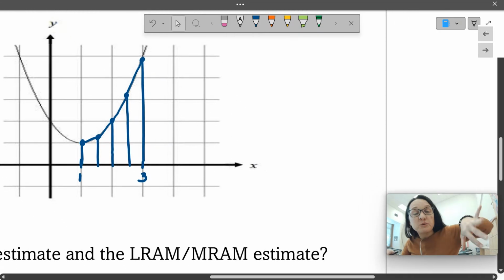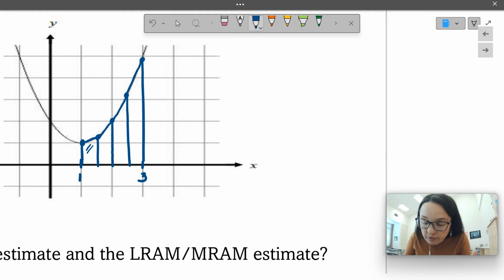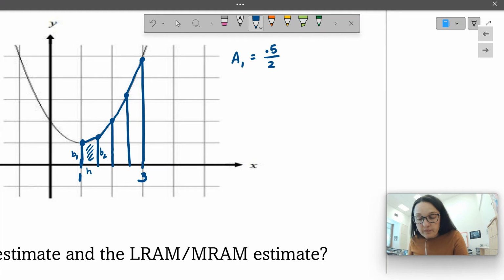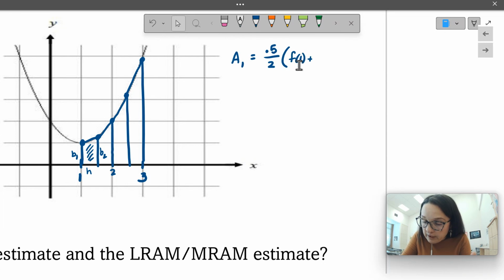You have more space on the left, but I don't want to swing left and right here. If I want to find this area for trapezoid number 1 right here, my height is technically here. B1 is there and B2 is there. It doesn't matter which is B1 and B2. All right. So if I want the area of trapezoid number 1, I'm going to do h over 2, because my height is a half, because remember, these are half width intervals. H over 2, (B1 plus B2). Well, B1 is f of 1, and B2 is f of 1.5.